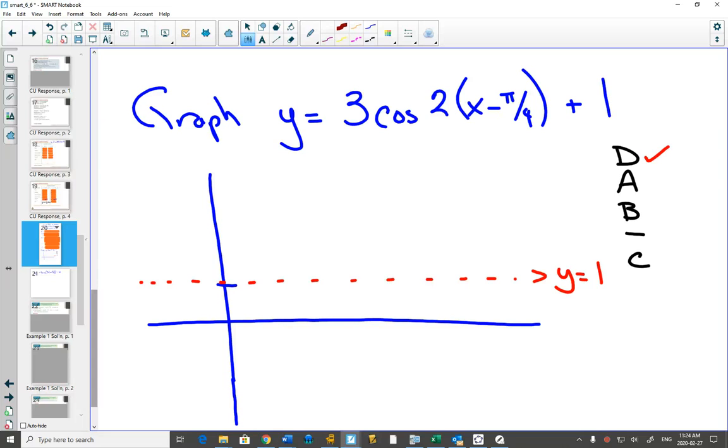Second, the A. A is for the amplitude. The amplitude of this graph is 3. Remember, the definition of amplitude is the distance from the center line or sinusoidal axis to a maximum, or the same distance to a minimum. So if the distance from my sinusoidal axis to my maximum is 3, I go up 3, I can label my maximum point at 4. Going down 3, my minimum point is at -2. We've now finished the A part.